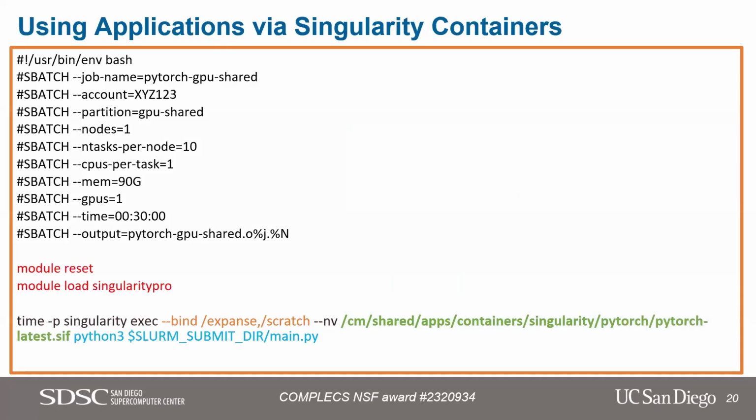Okay, so to use applications via the Singularity containers, all you need to do is start a Slurm batch job or a Slurm interactive session, and then load the Singularity modules to make Singularity available to you, and then you can run Singularity containers. In this example, it's a batch job script.